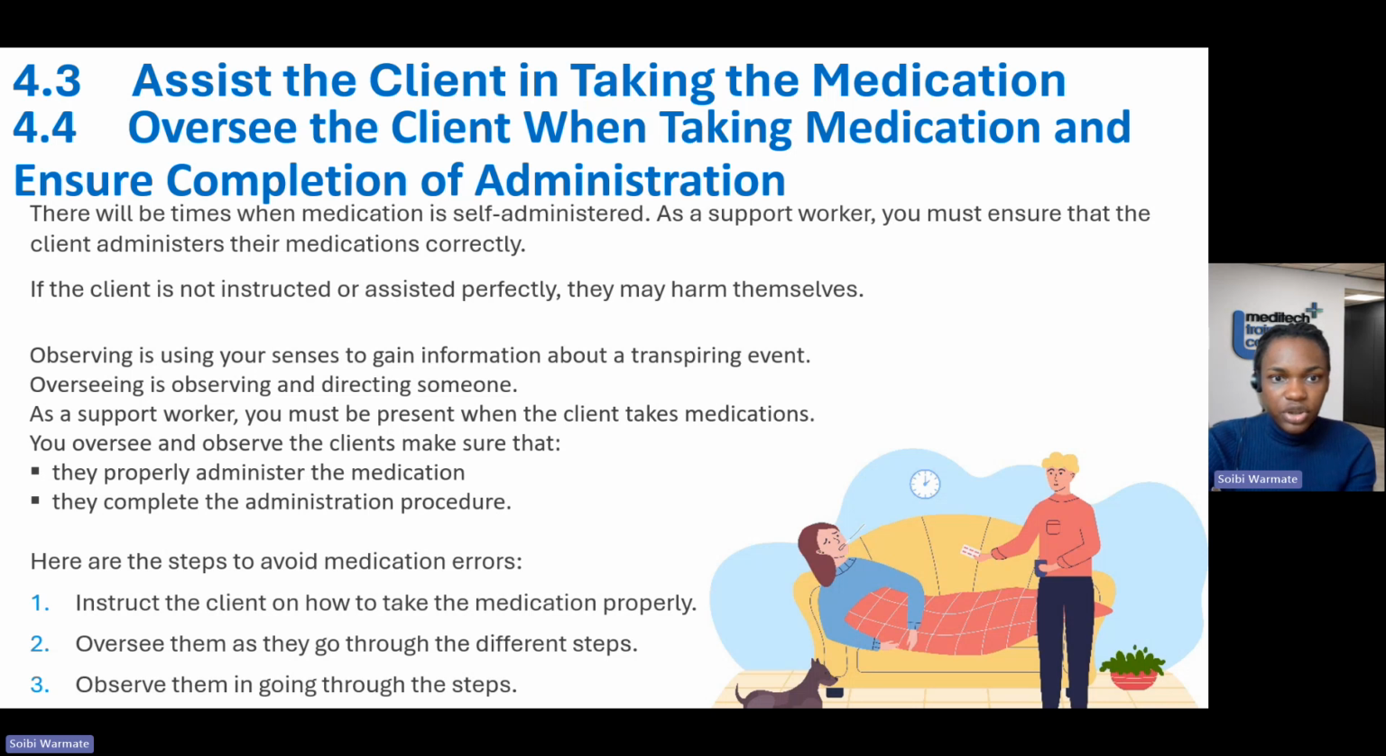As a support worker, you must always be present when the client takes medication. These are ways to do it: watching the client take the medication properly and also complete the medication procedure. And these are steps to prevent medication errors. You need to instruct the client on how to take the medication properly and respectfully. Oversee them as they go through the medication steps and also observe them doing the steps.